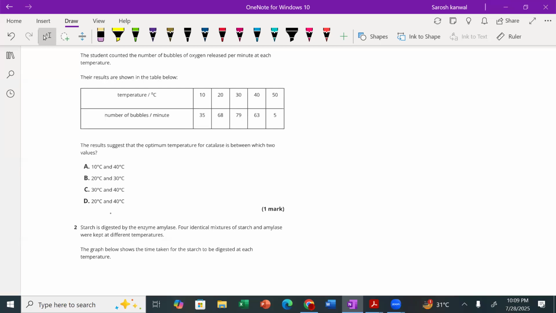Ma'am, is the answer B? Yes, the correct answer is D actually. That is between 20 degrees and 40 degrees centigrade, because D has the highest number of bubbles recorded.